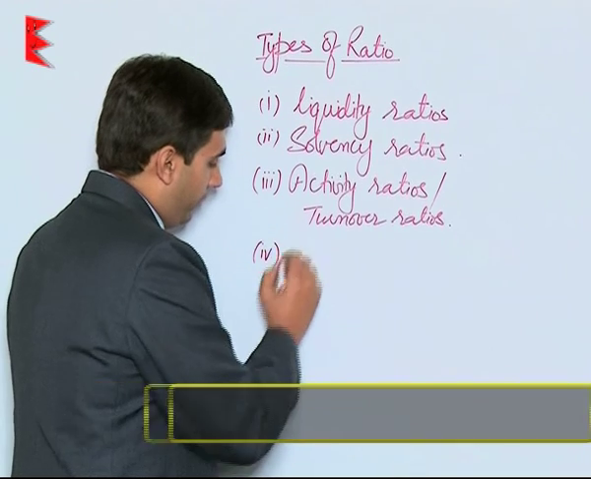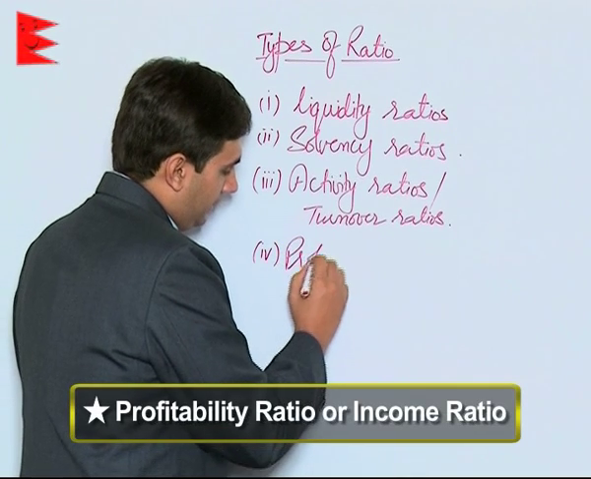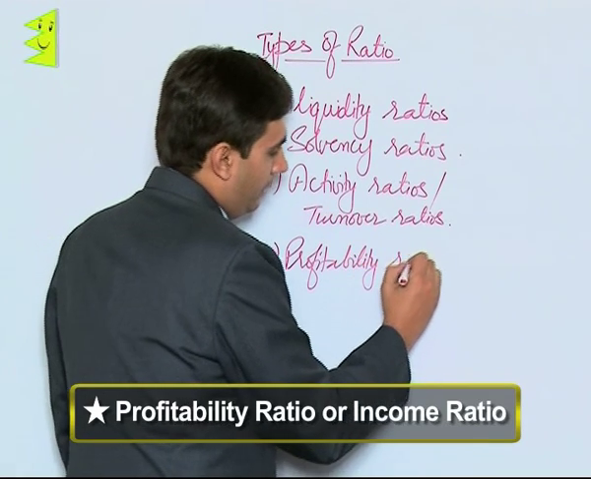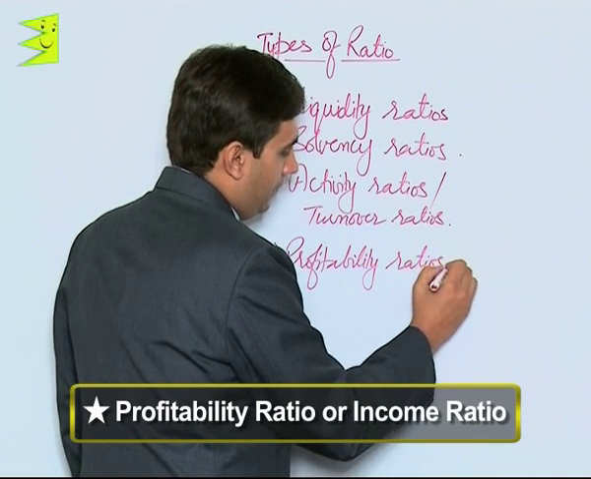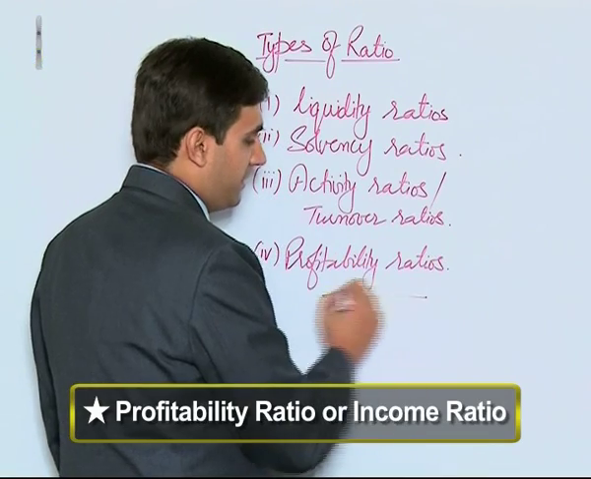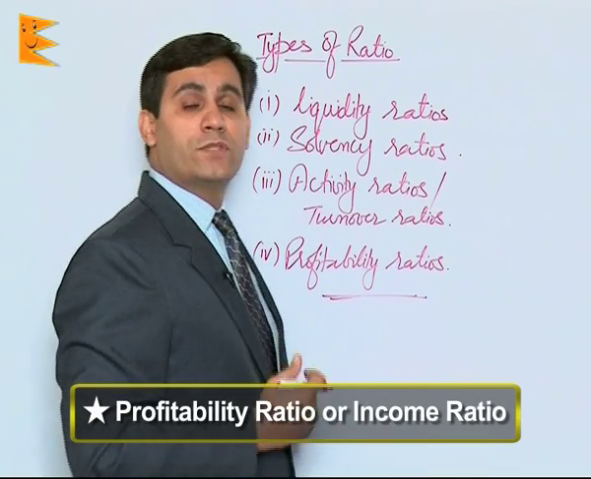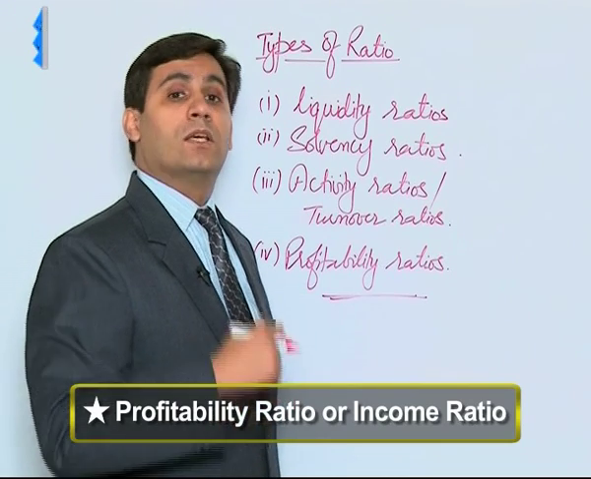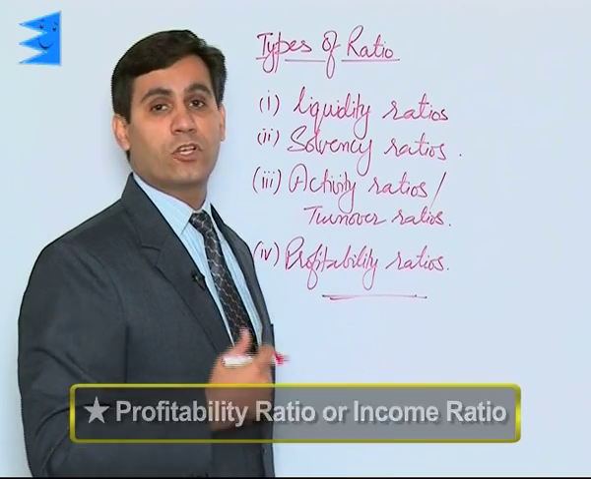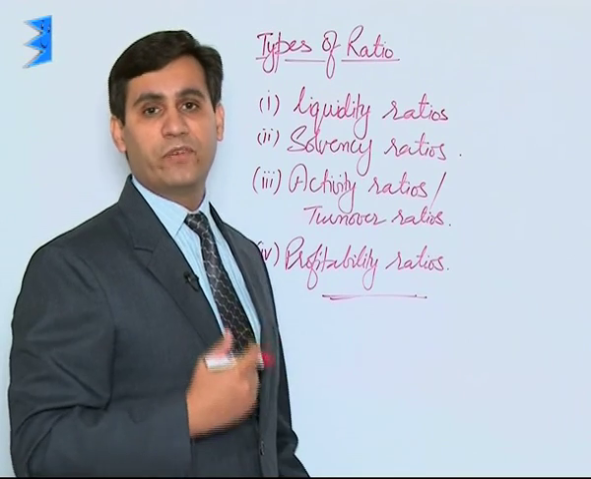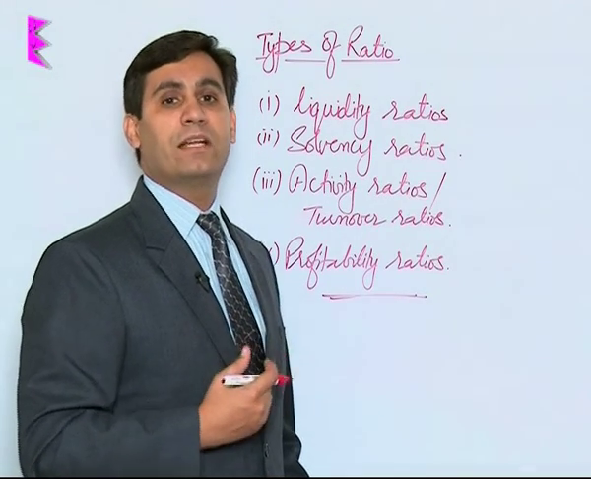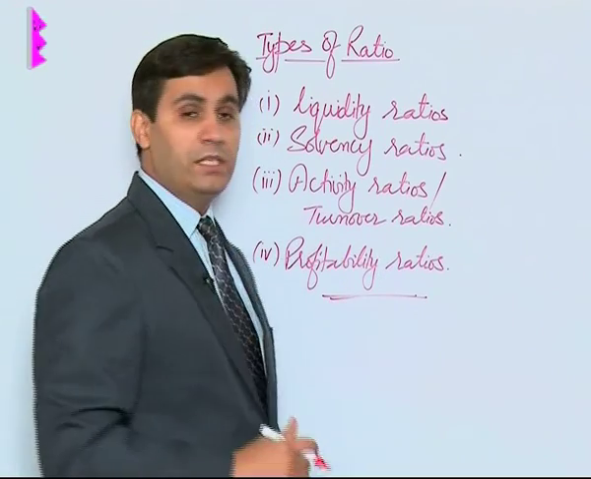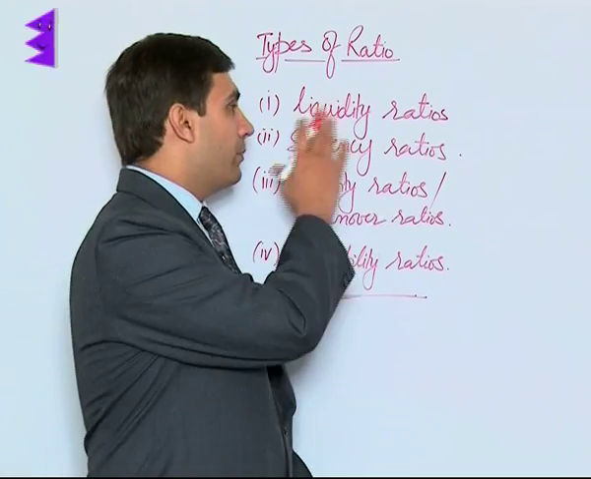Then we have profitability ratios. Obviously, as the name suggests, these ratios are the ratios which comment upon the profitability of an enterprise. That is, gross profit ratio, the margin of gross profit that we are earning. Net profit ratio, the margin of net profit that the business is earning. Such ratios are covered under profitability ratios. So these are four basic categories.